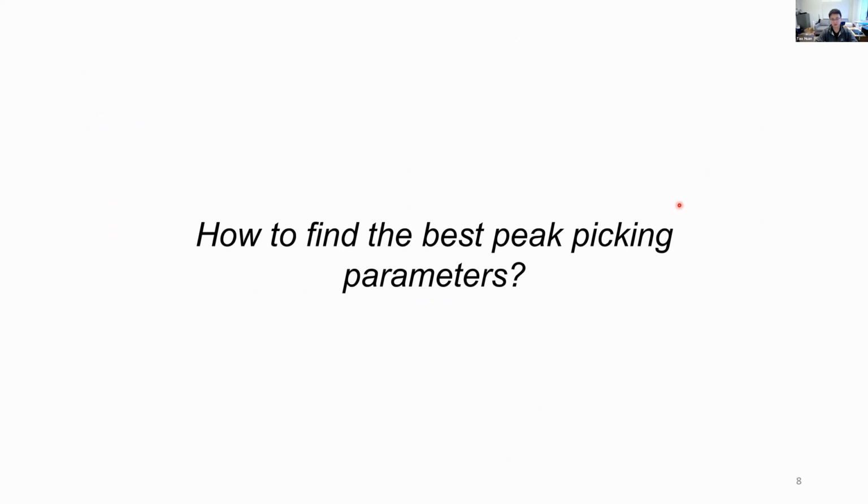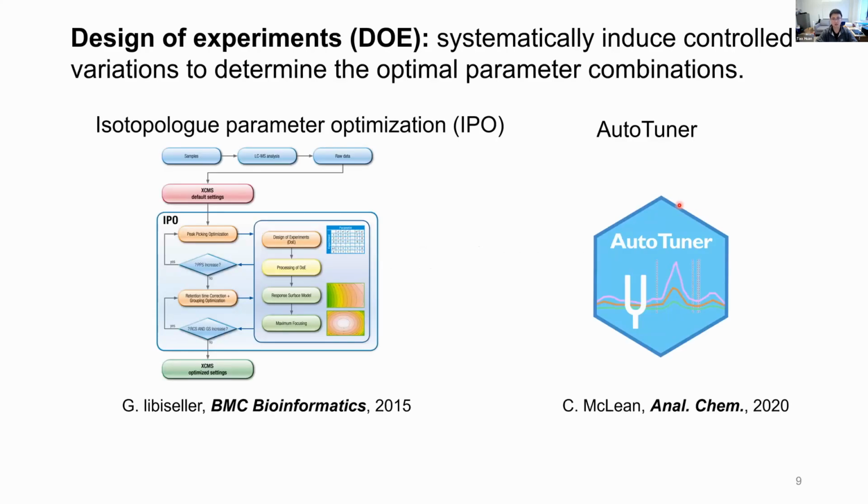To address this problem, the question becomes how to find the best peak picking parameters. The conventional approach is design of experiment. Basically, we have a set of parameter combinations and we randomly try them one by one, and we have an output Y value, until we get the best output, and we say, okay, those are the best parameters. Here are two representative works for this DOE-based approach, IPO and AutoTuner.